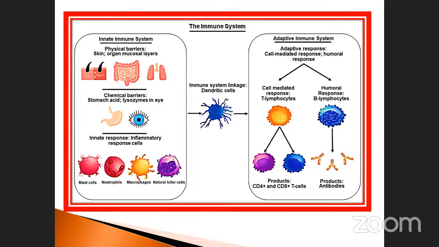Innate response, the inflammatory response of cells. These are the inflammatory responses of cells: mast cells, neutrophils, macrophages, natural killer cells. So the innate immunity is divided into physical barrier and chemical barrier, and the other one is called the inflammatory response. These are the things.